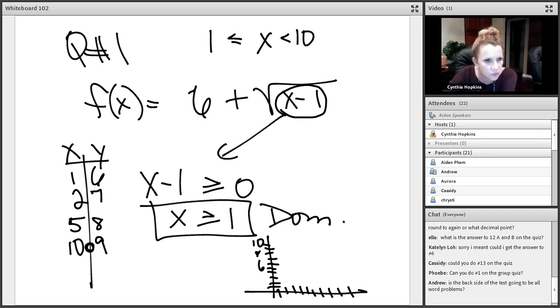Okay, so I have the point 1, 6. That's, let me do this in red. 1, 6 is right there. Then I have 2, 7. Next I have 5, 8. By the way, I'm going to label that 1, 2, 3, 4, 5, and 8. Okay, so 5, 8. And then 10, 9.